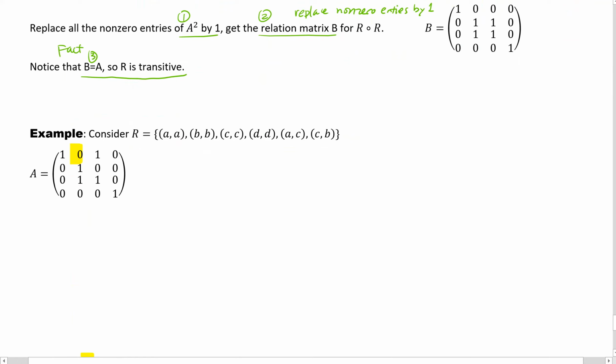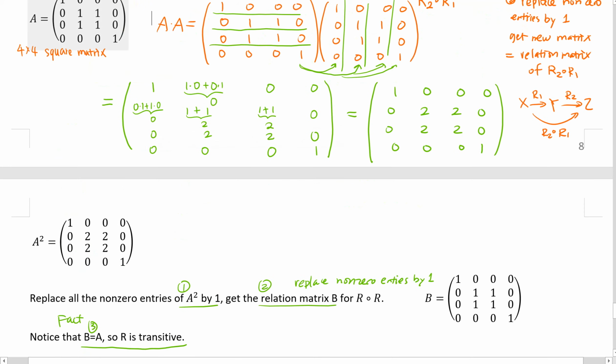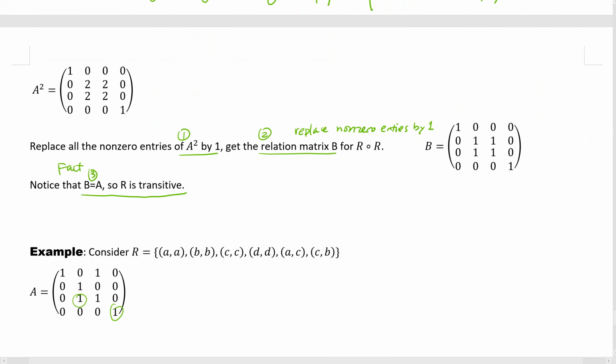Consider R to be this relation: (A,A), (B,B), (C,C), (D,D), (A,C) right here, and (C,B) right here. So that's why this is our relation matrix. Okay, so far so good, everybody.